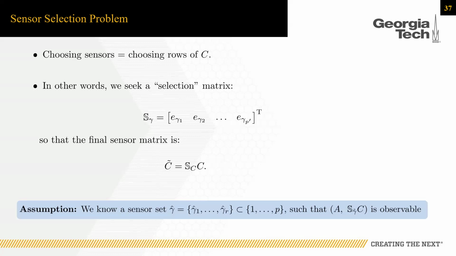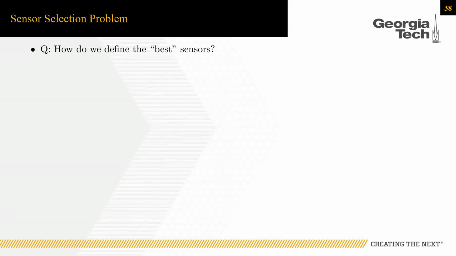Of course, I cannot start without the classical observability assumption, so I have to assume that a sensor set is already involved and that I'm already observable before I start. Of course, you cannot do anything if you're not observable. Now, how do you define which are the best sensors? Before, we defined the best actuators based on controllability. So it's straightforward, right? What will it be?